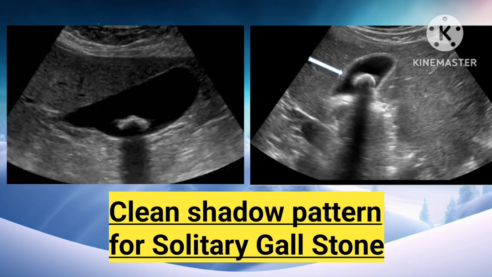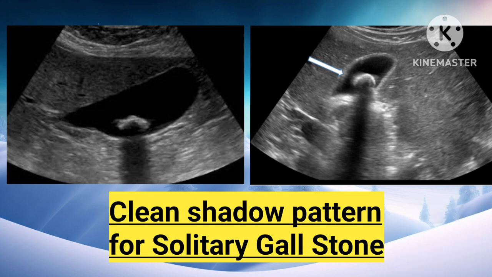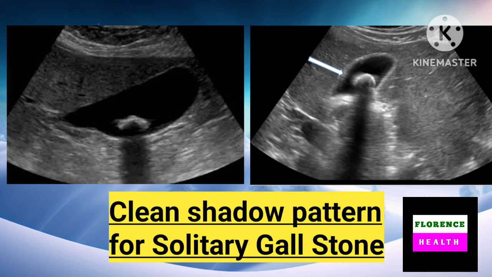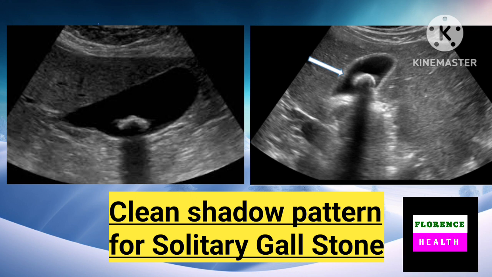Let's discuss what is clean shadow. What is the meaning of clean shadow pattern? As the name suggests, a clean shadow is formed just posterior to, or just behind, the single solitary stone, as in the slide.